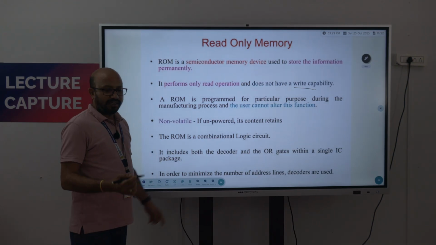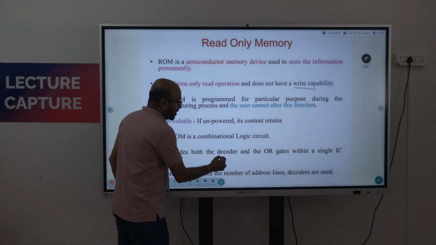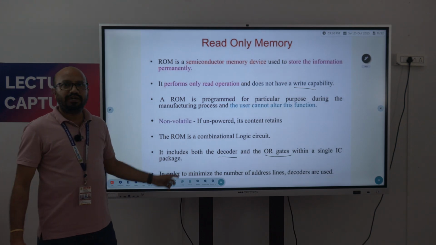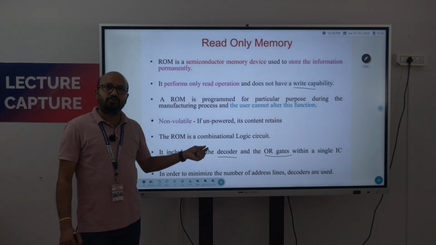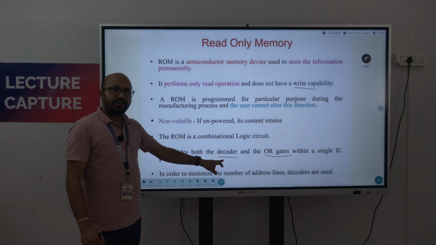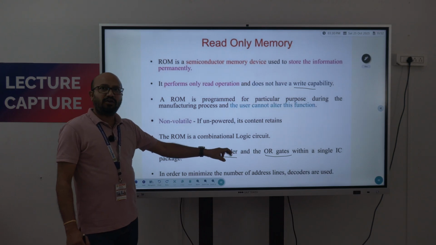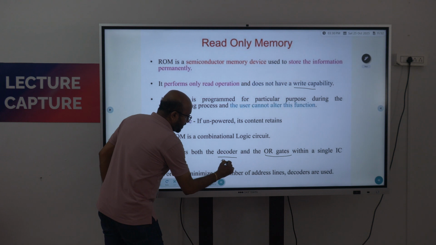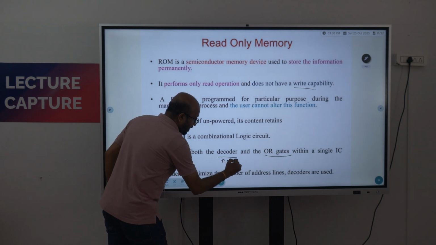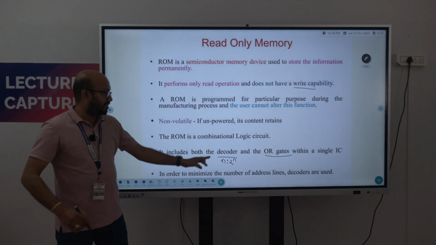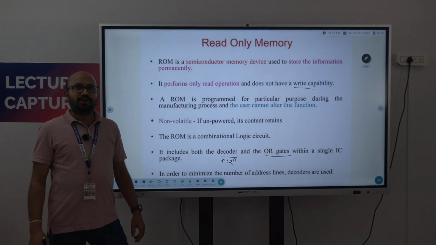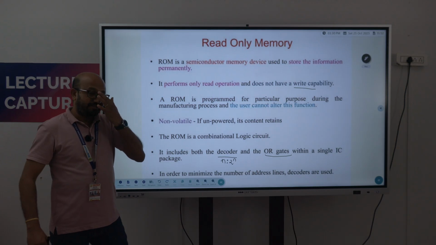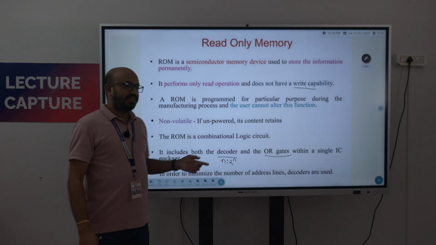It has a decoder as well as OR gates. So in a ROM IC, the important things are the decoder and the OR gate. What is the operation of a decoder? N input lines, 2 power n output lines. That is the operation of a decoder. We know about the OR gate, which is used for the operation of addition.